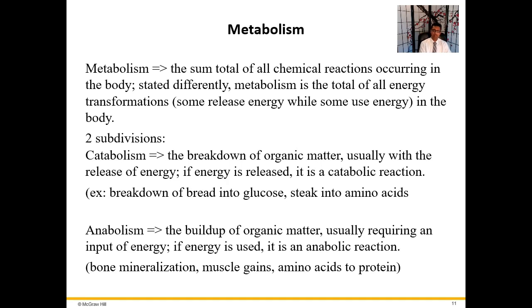Okay, so that's catabolism. Anabolism is the buildup of organic matter, usually requiring an input of energy. If energy is used, it's an anabolic reaction. Bone remineralization, muscle gains, and then amino acids to proteins. So that's anabolism. So make sure you know the examples and the difference between catabolism and anabolism, which are subdivisions of metabolism. Okay.